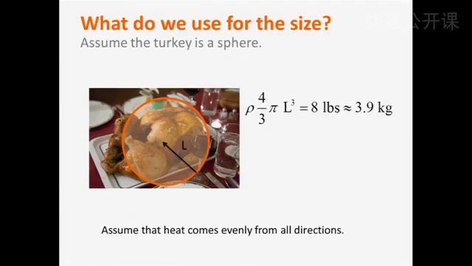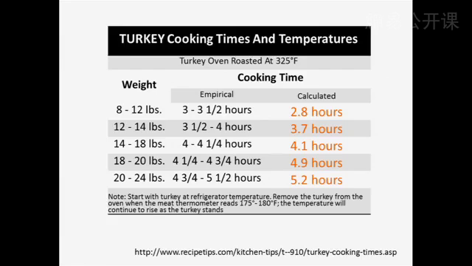And so what we do is we take the mass of the turkey and we assume the density is basically that of water. And from that I can get a calculated size. Then I can put that in the equation and calculate the times. And look, these are the calculated times. The times are in very good agreement with what the recipe guidelines tell you for different weights of turkey.